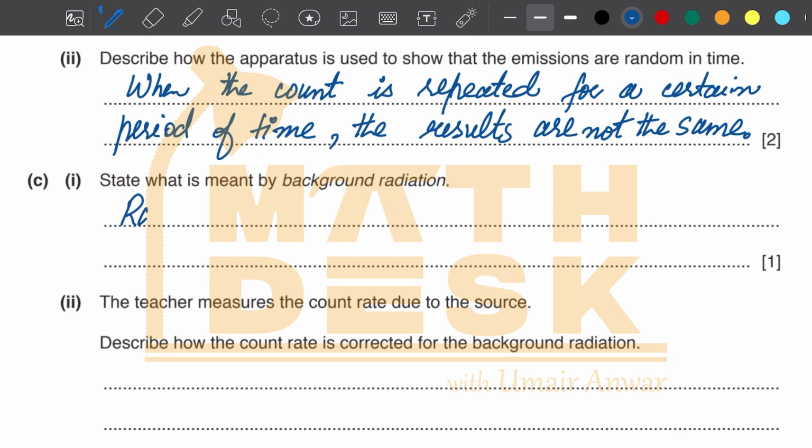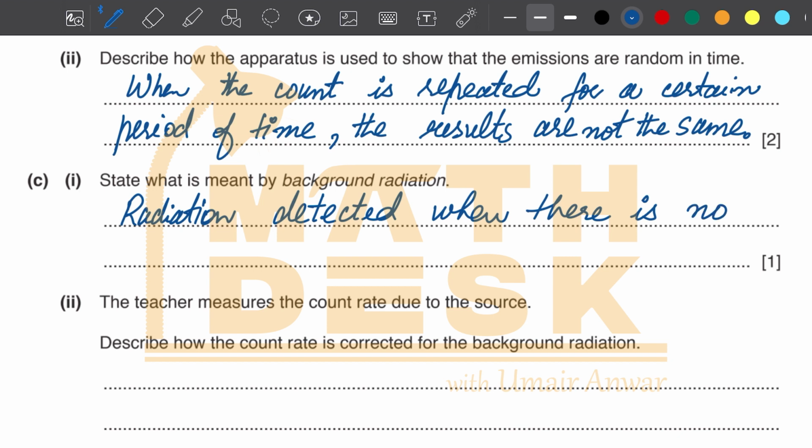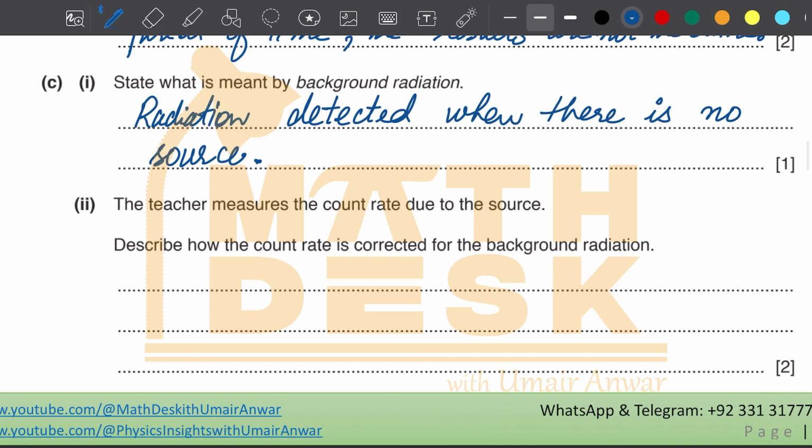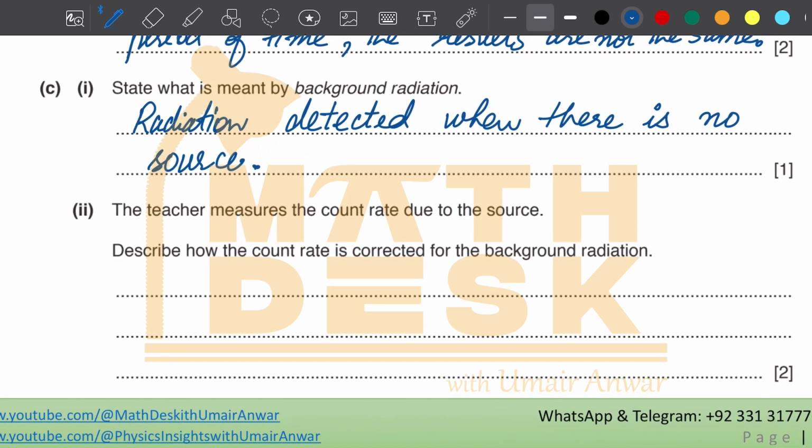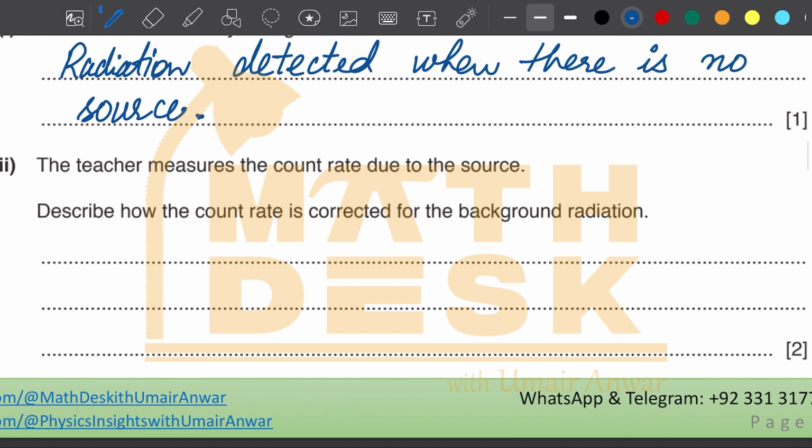So it is the radiation detected when there is no source present in front of the detector. So the radiation being detected without any source is called the background radiation. The teacher measures the count rate due to the source. Describe how the count rate is corrected for the background radiation.